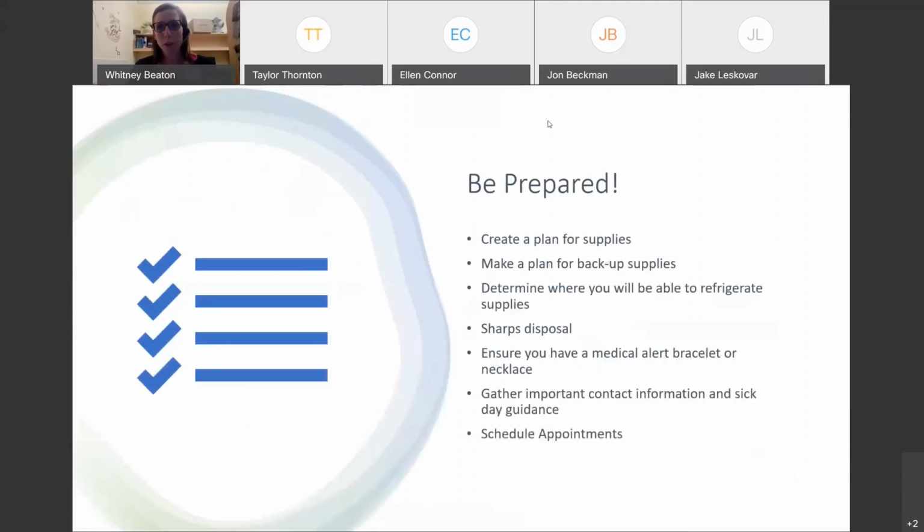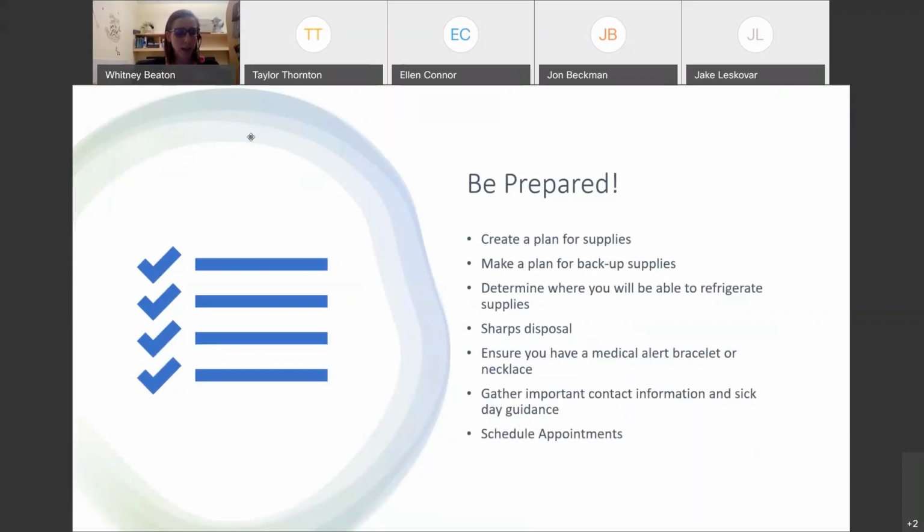So one of the most important things, as you probably already know, is being prepared. So we want you to create a plan for your supplies. What supplies do you need to manage your diabetes? Where do those come from now? Who pays for them? Who makes sure that they're coming? When should you expect them? Are they shipped to your local address? Will you be able to pick them up on times when you're home from break? Or will you need to arrange for those supplies to be delivered for you while you're away at school?